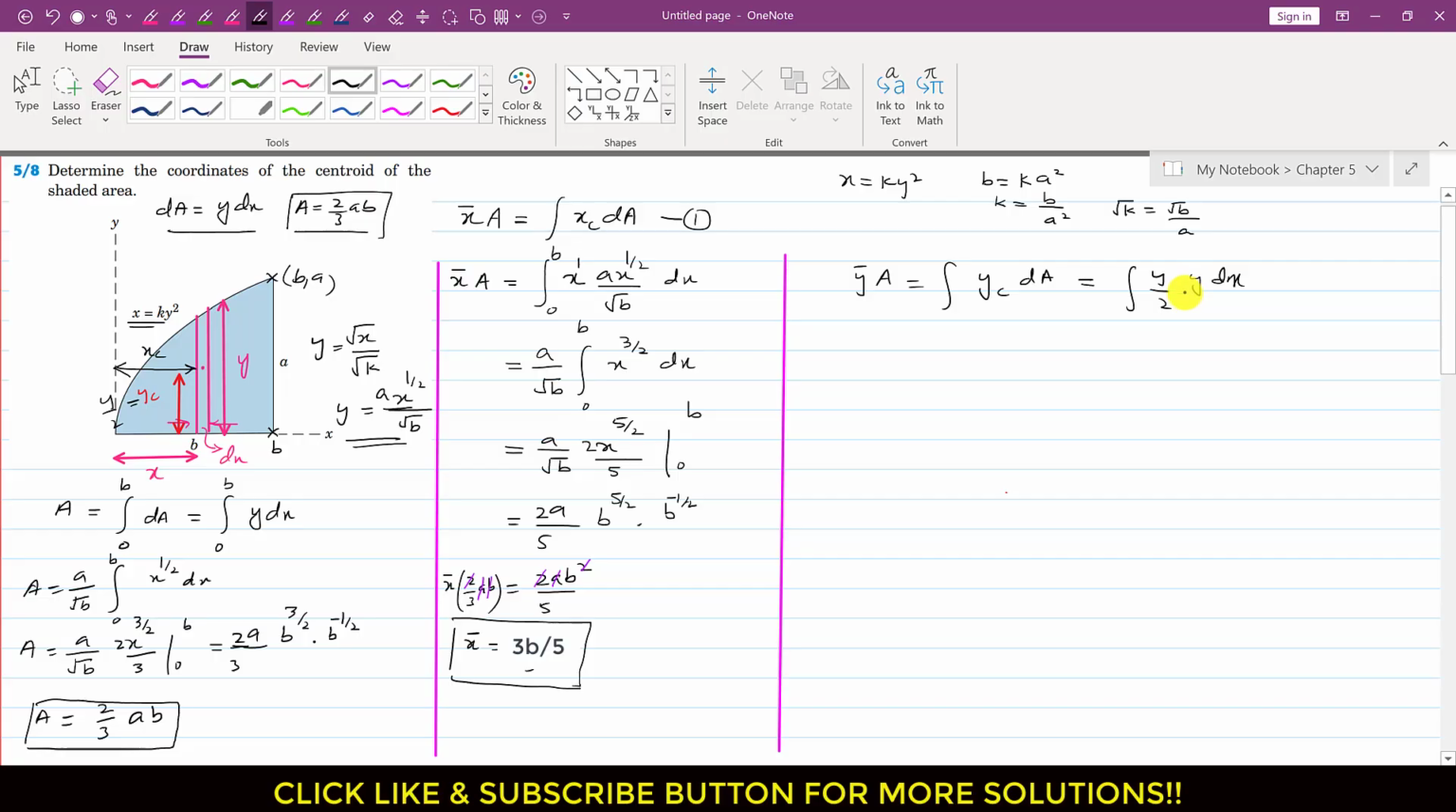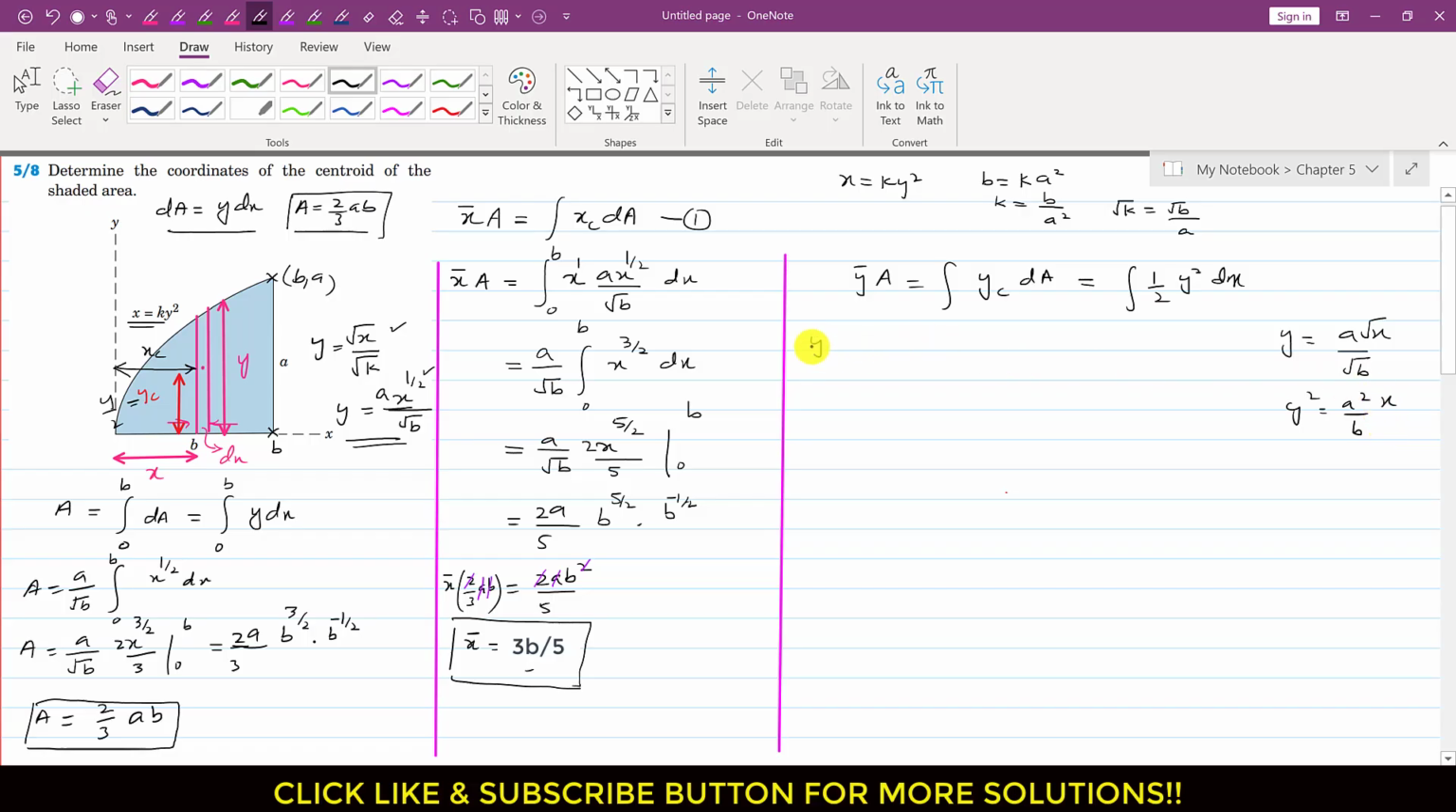So if we multiply this, this will become y square divided by 2, or we can write that this will be 1 divided by 2 y square, right? And since y is equal to this thing, let me write that y is equal to a x to the power 1 divided by 2 divided by square root b, or we can write this as square root x. So y square will be equal to a square divided by b into x, right? So this is y square.